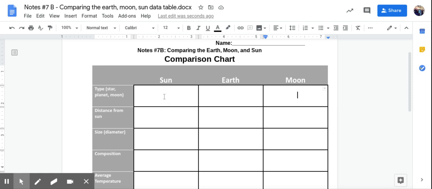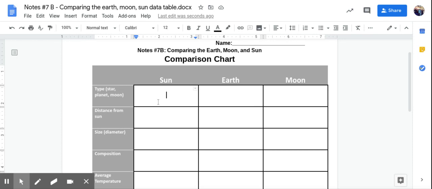In your notes, you should have a comparison chart. I've labeled this notes 7B, not because it needs a letter. It goes with notes number 7, so it's kind of like the complementary part to that. So we're going to fill out this chart comparing the sun, earth, and the moon.